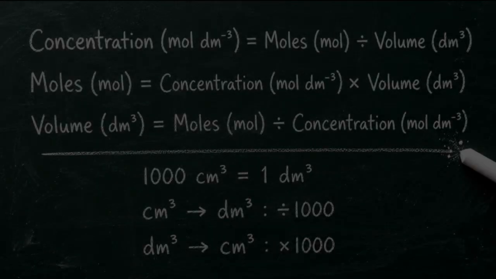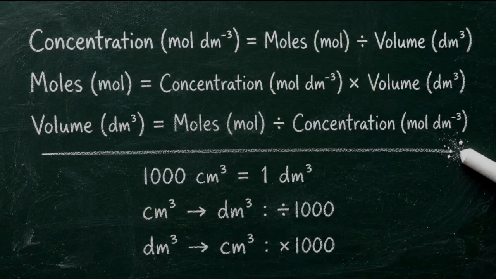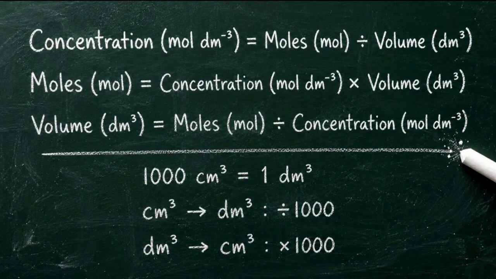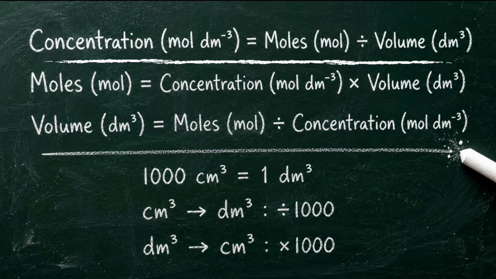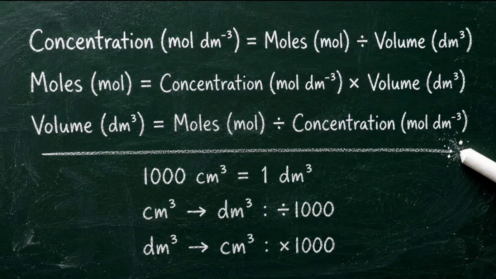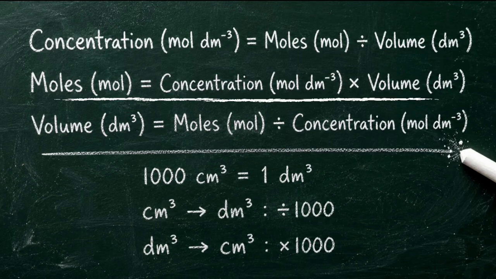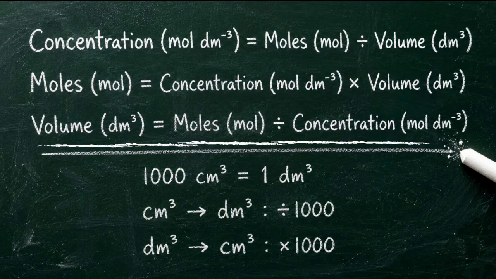First, concentration. Concentration tells us how much solute is dissolved in a given volume of solution. The formula is simple. Concentration in moles per cubic decimeter equals moles of solute divided by volume in cubic decimeters. You can rearrange this to find moles. Just multiply concentration by volume, or to find volume, divide moles by concentration.